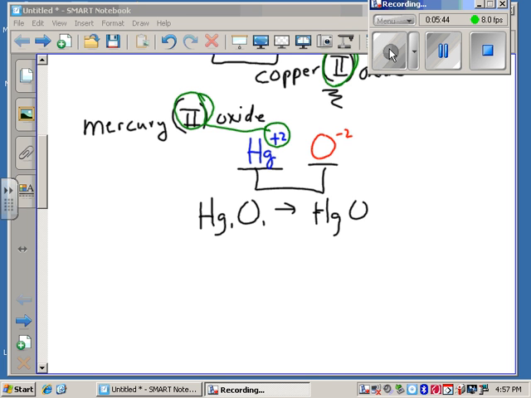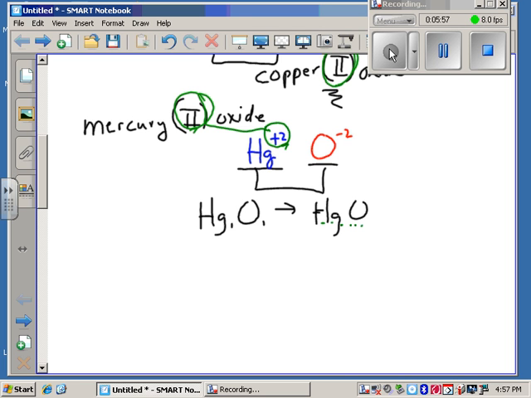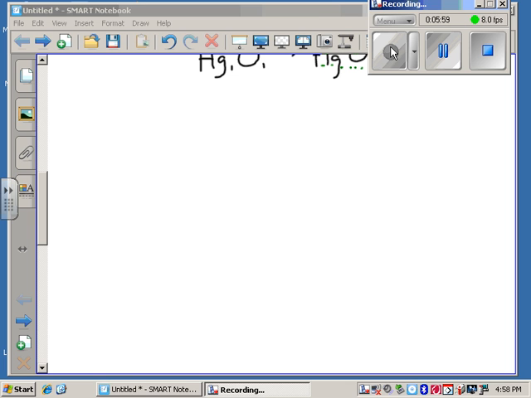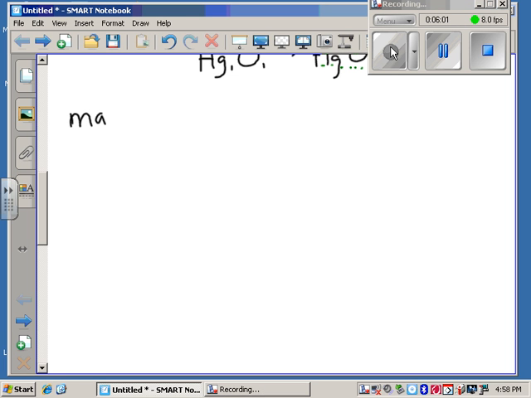Once again, notice that there are no Roman numerals in the formula, just Roman numerals in the name, and that the Roman numeral in the name relates to the charge on the ion, not the number of atoms that are in the formula. Let's try, say, manganese, Roman numeral 4 oxide.